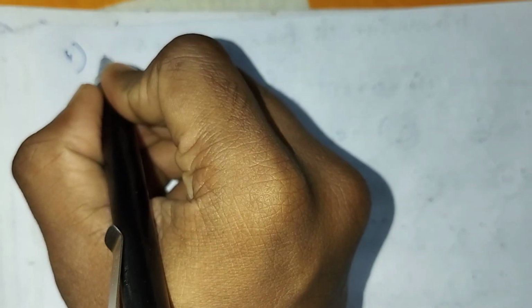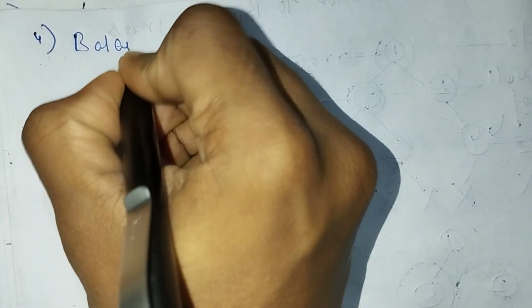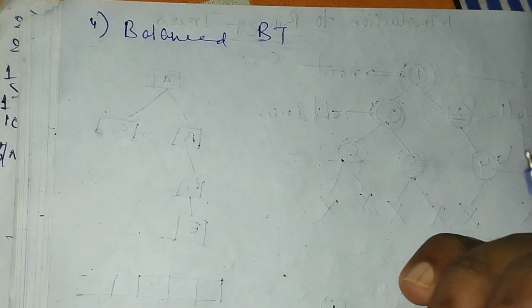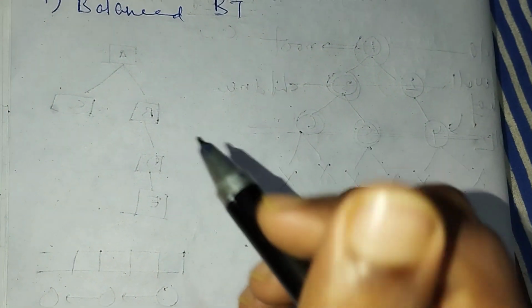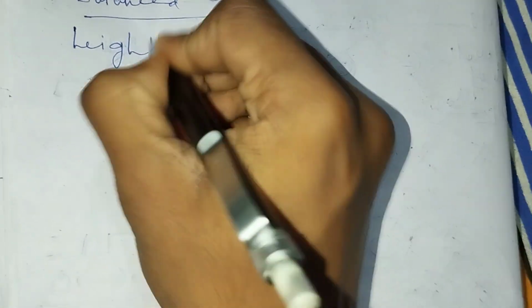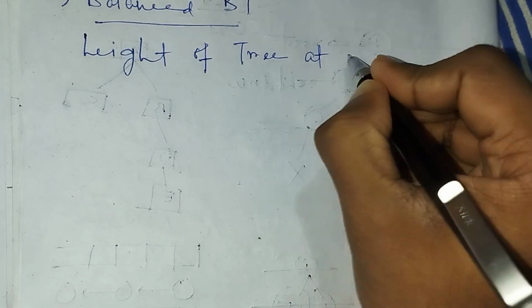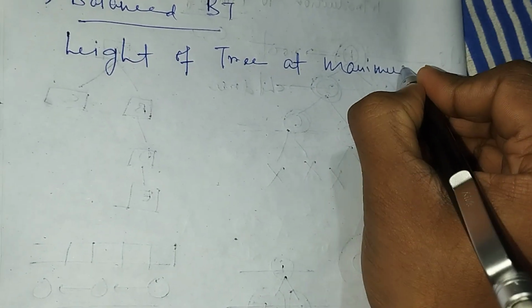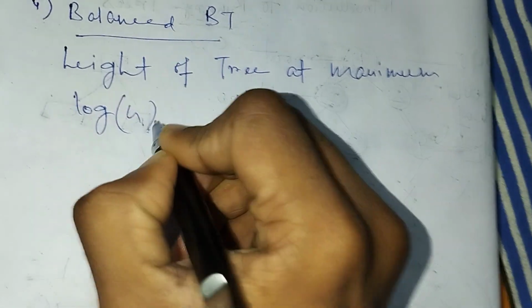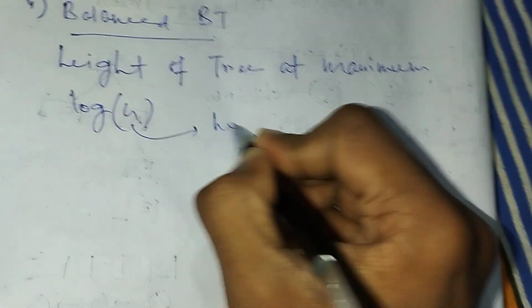Now we have the other two kinds of tree. The fourth one, focus now: the balanced binary tree. So what is a balanced binary tree? The height of the tree at maximum could be log of n. And what is n here? n represents the number of nodes.